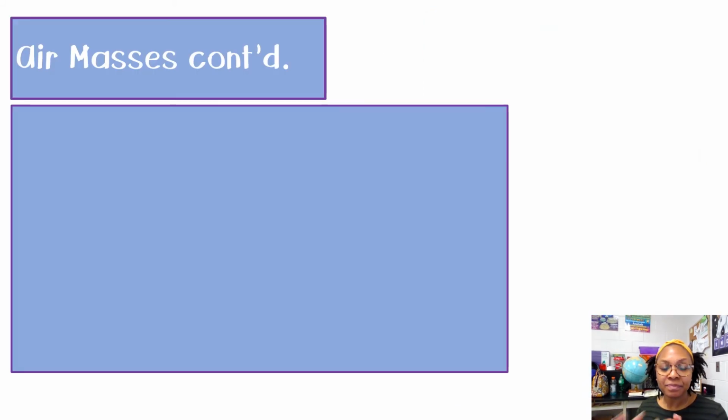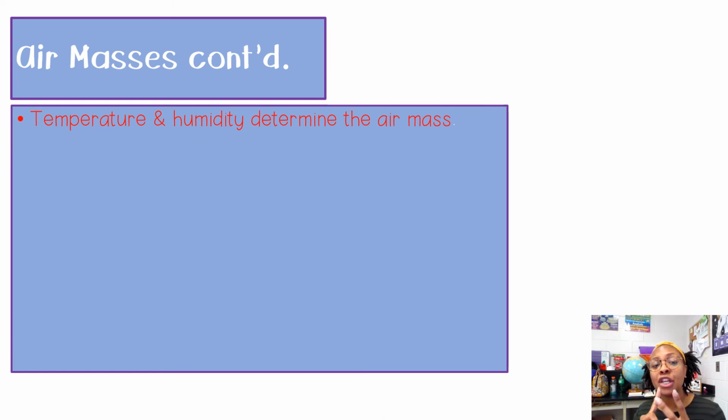Okay. So air masses continued. Temperature and humidity determine the air mass. So we know that if it's cold, it's going to be polar. We know that if it's warm and hot, it's going to be tropical. We know that if it's humid, that means it's going to be maritime. But if it's no humidity, then it's going to be a continental air mass. All right. So temperature and humidity determine the air mass.